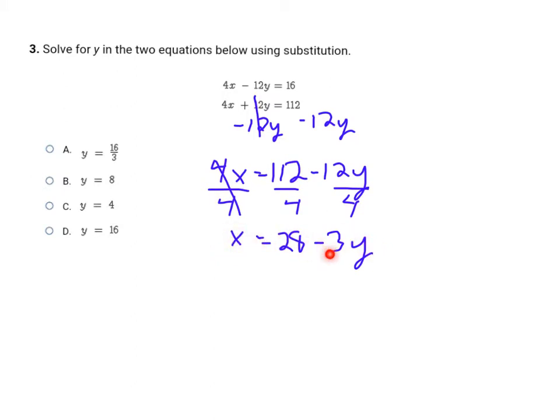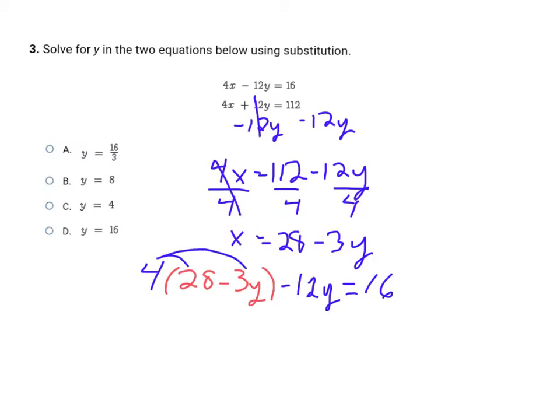So my next step says that I'm going to take this equation here and substitute it into the other equation. So I rewrote the second equation, so I'm going to substitute this into the first equation. That means anywhere that there's an x, instead of writing an x, I'm going to write that 28 minus 3y. So I add that 4x, and then I just write the rest of it, minus 12y equals 16. And now I'm just going to have to solve for y.